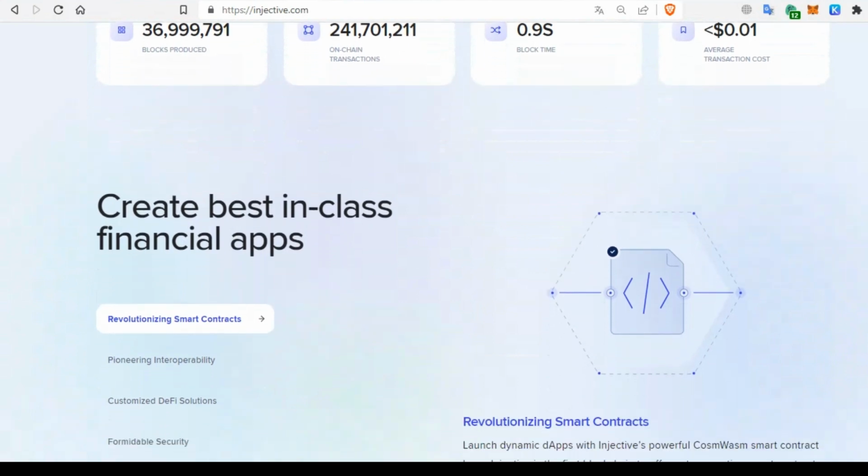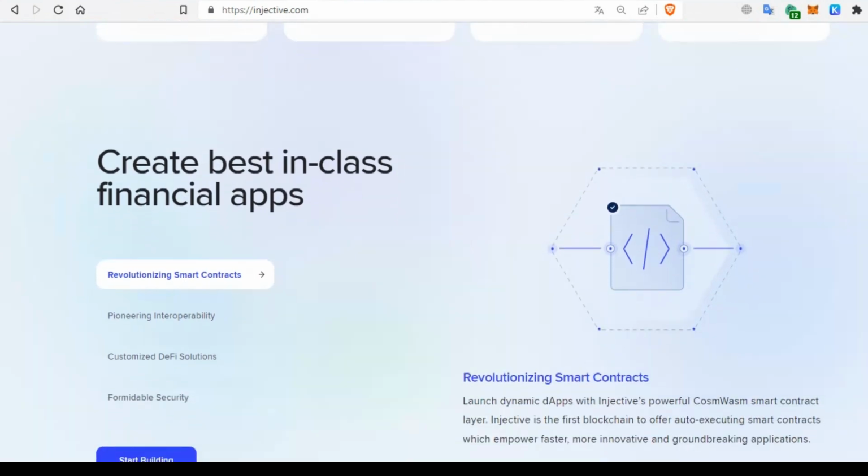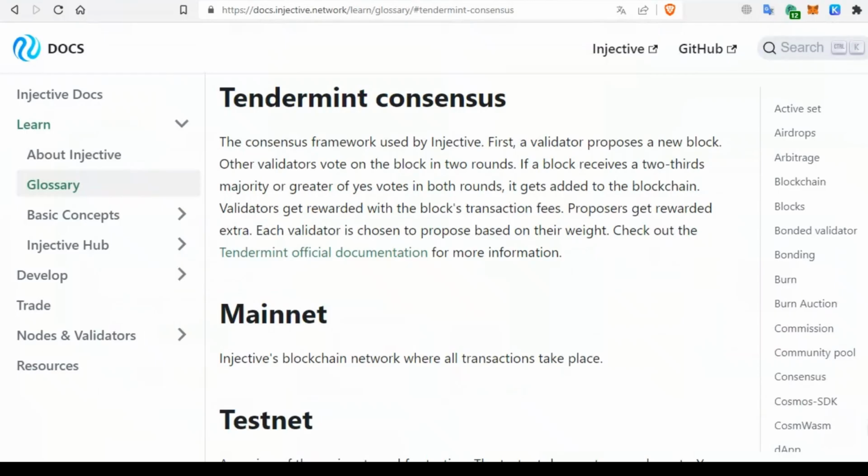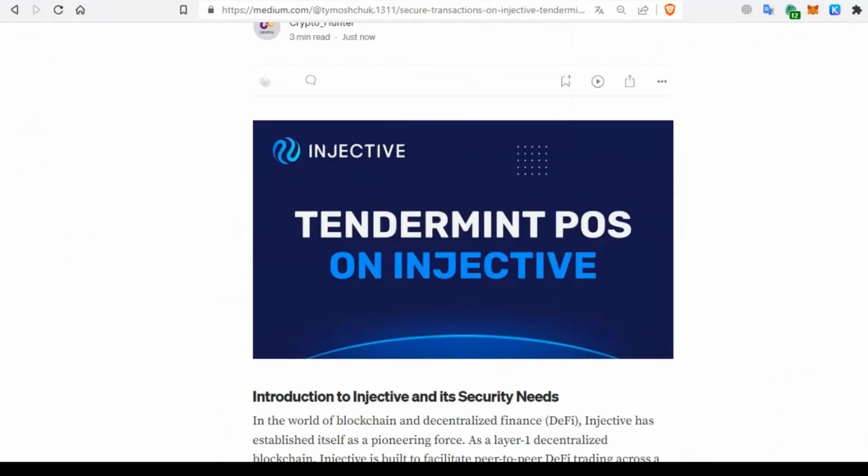Understanding Tendermint PoS consensus. At the heart of Injective's security mechanism is the Tendermint Proof-of-Stake consensus algorithm. In the realm of blockchain technology, consensus algorithms like Tendermint PoS play a crucial role in ensuring that all nodes in the network agree on the state of the distributed ledger.